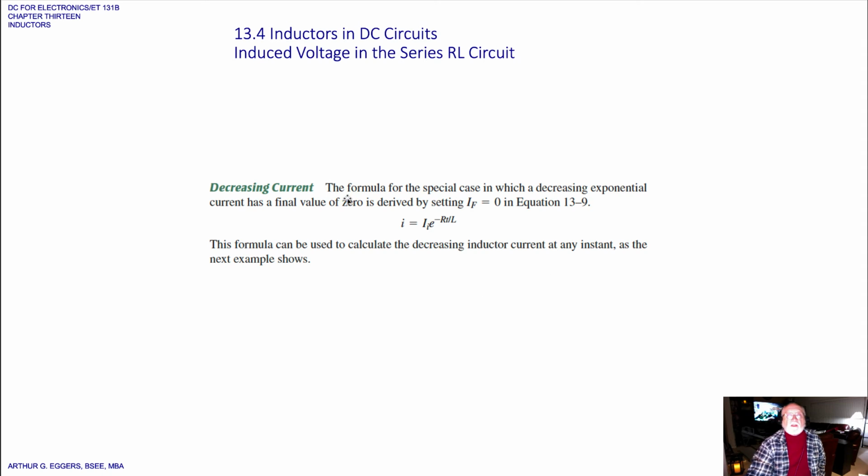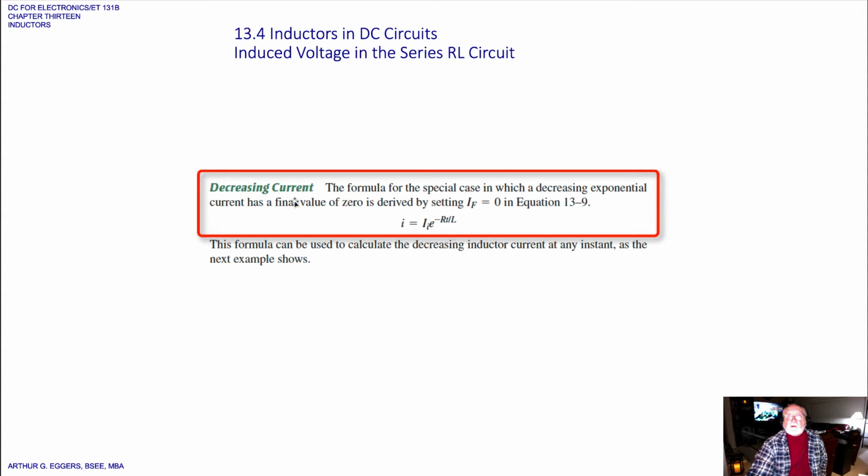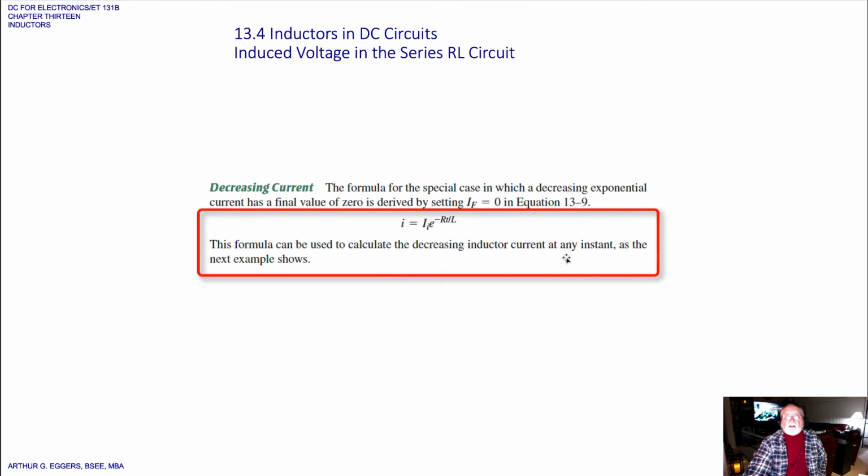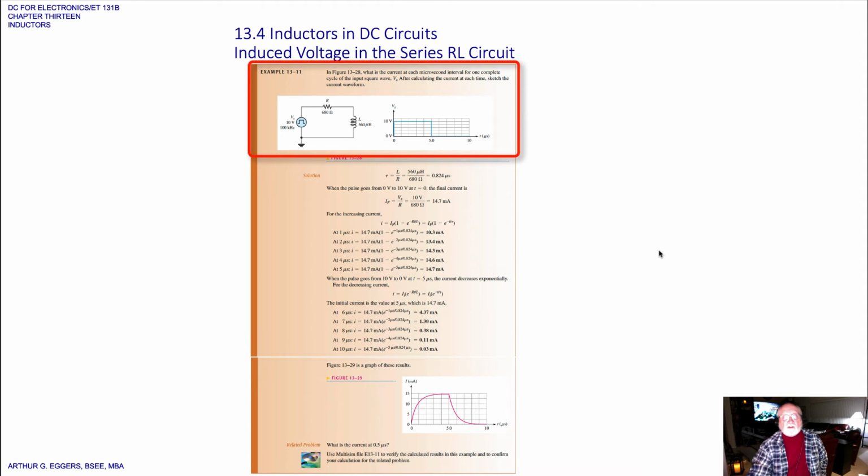In decreasing current, the formula for the special case in which a decreasing exponential current has a final value of 0 is derived by setting the final value equal to 0. In doing so, the relationship simplifies to i equals I initial e to the minus Rt over L. This formula can be used to calculate the decreasing inductor current at any instant, as the next example shows. What is the current at each microsecond interval for one complete cycle of the input square wave v?